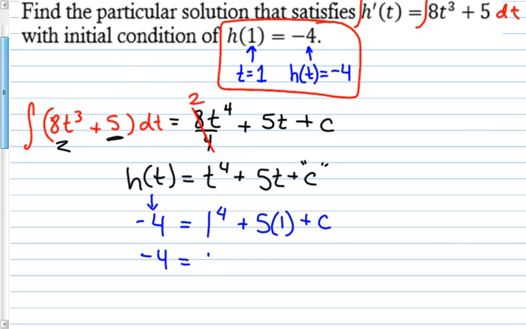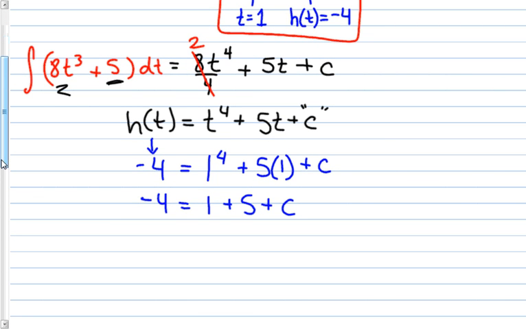So negative 4 equals 1 plus 5 plus c. So the 1 plus the 5, that's 6. Okay, I'll write it out. 6 plus c. Subtract 6 from both sides. And I get c equals negative 10. Oh, wait. Gosh darn it. Looking over it, I totally forgot about that 2. That's what I get. This dude right here, I totally forgot him.